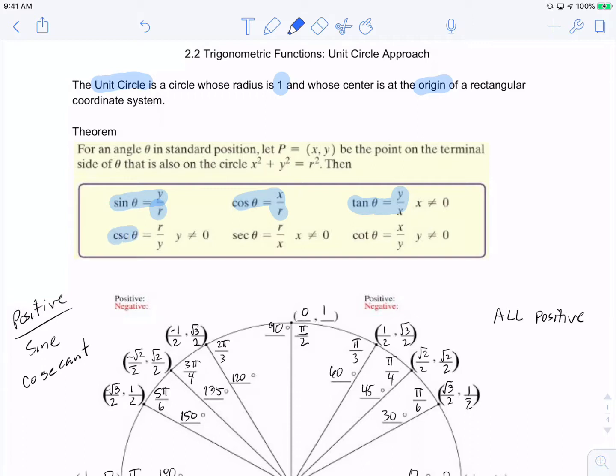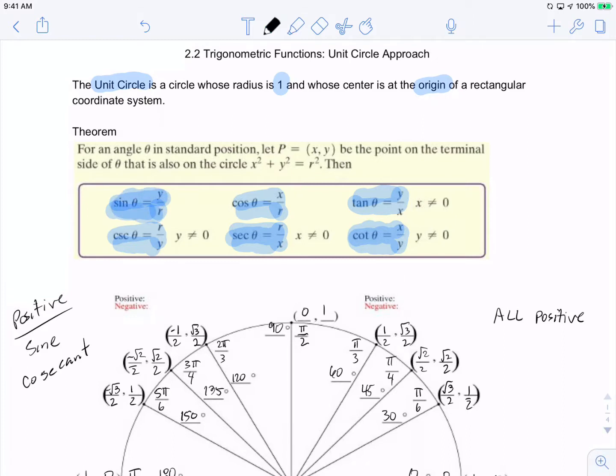Notice that cosecant here is the reciprocal of sine, and secant is the reciprocal of cosine, and cotangent is the reciprocal of tangent. If we can remember these things, this will be important and useful for us as we build on this today. So just remember that so we can get through it.